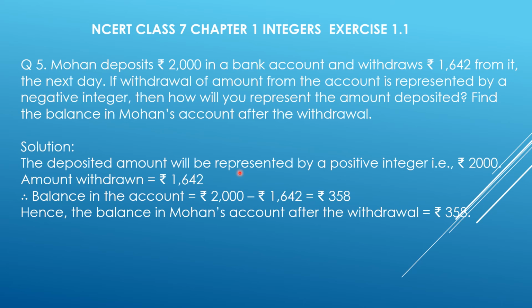The deposited amount will be represented by a positive integer. Whatever amount we deposit in the bank or save in our pockets, we always represent as a positive integer, because that is the total amount in our balance. So that is rupees 2000. Amount withdrawn is equal to 1642 rupees. In the question they have given that the withdrawal amount is represented by a negative integer, so we are deducting. So balance in account is equal to 2000 minus 1642 rupees, which is equal to rupees 358. So hence the balance in Mohan's account after the withdrawal is equal to rupees 358.